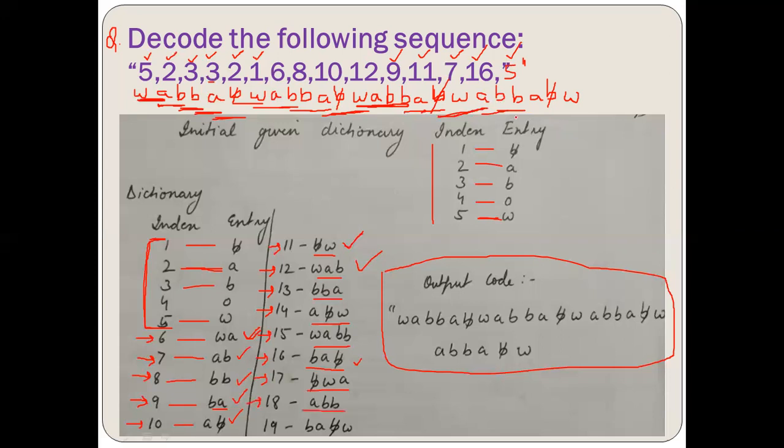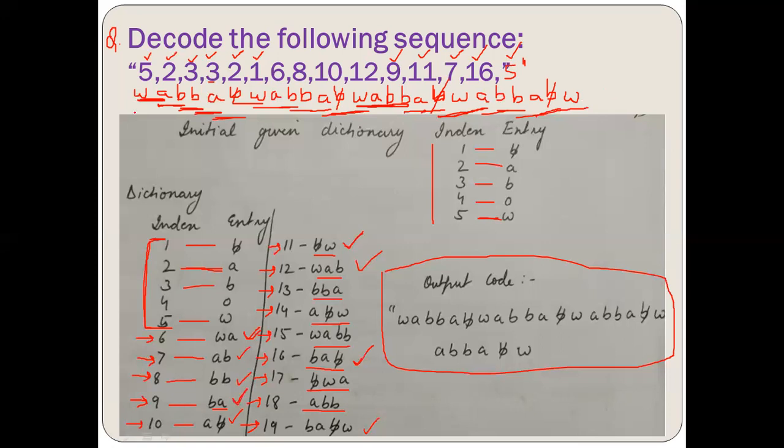Then we have BA. BA is already present at 9th position. You can see. I'll encounter one more, BAB bar. BAB bar is also present at 16th position. So I'll take BAB bar W. So BAB bar W is not present. So I'll take it at 19th position, new entry as BAB bar W. So this completes my dictionary also, and the encoded part is also, decoding part is also done.